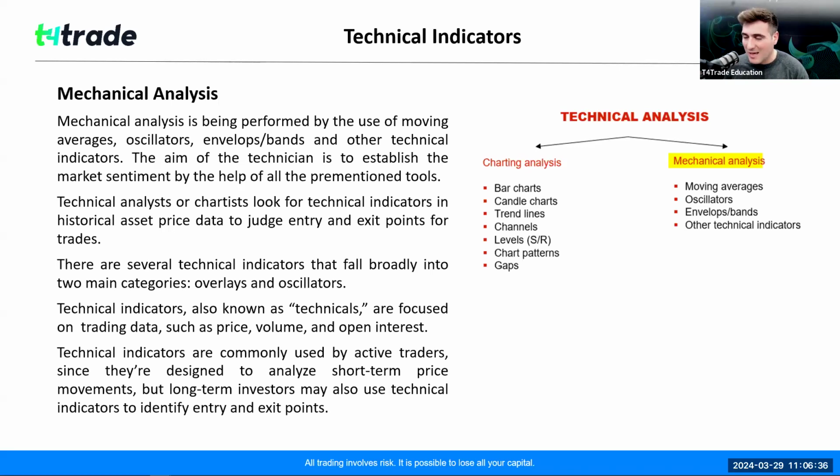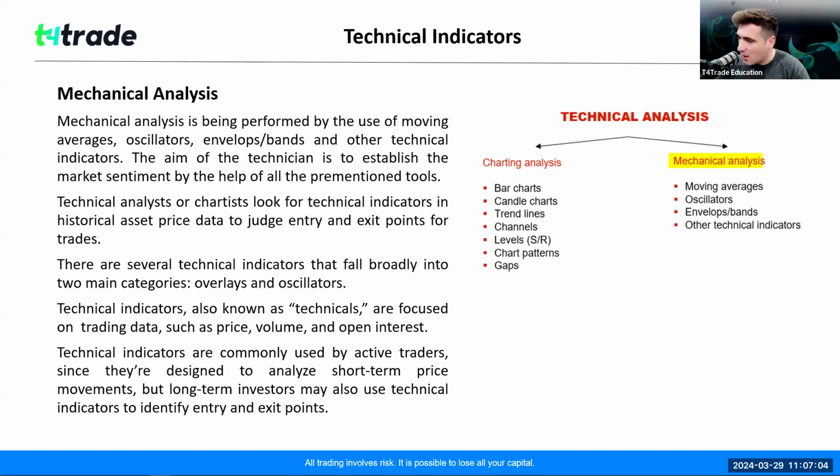Today we're going to focus primarily on mechanical analysis because we're talking about technical indicators. Under this category, we have moving averages, oscillators, envelopes and bands, and many other technical indicators. Again, we're going to focus on Fibonacci retracement and MACD. Mechanical analysis is performed primarily by the use of moving averages. They are super simple to apply to your charts and easy to understand what kind of information they convey. That's why they are popular.